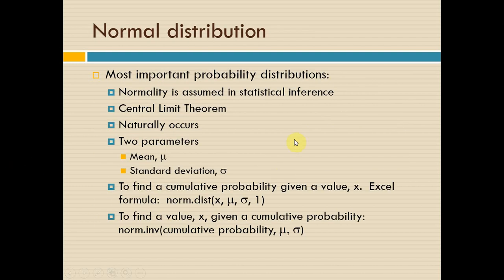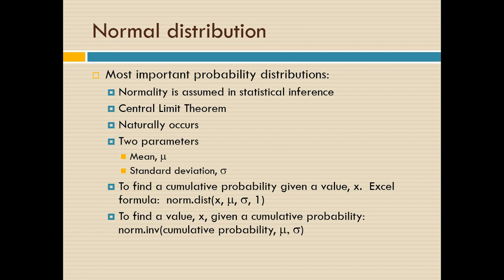So the normal distribution, again, normality is assumed in many things. The central limit theorem, which is sampling strategies, which shows up in quality control, is based on the central limit theorem. The normal distribution tends to show up naturally in real life. A lot of things happen that are normally distributed.